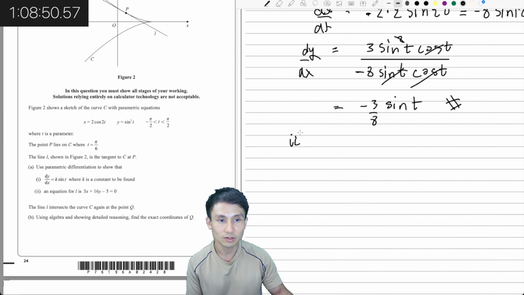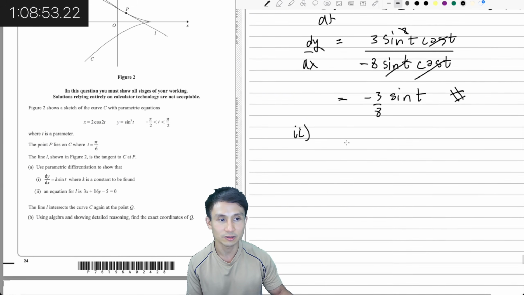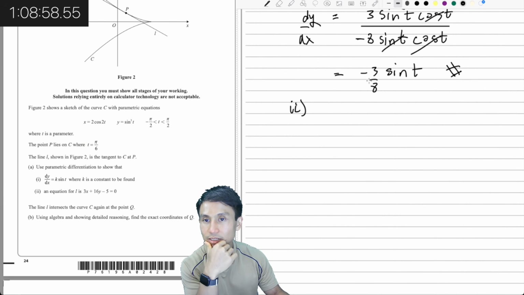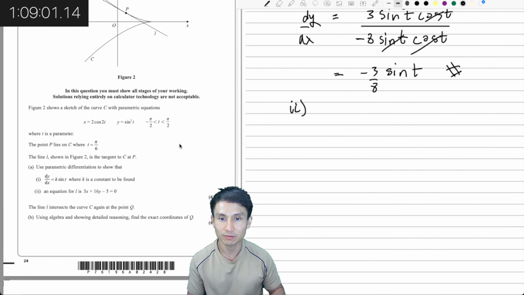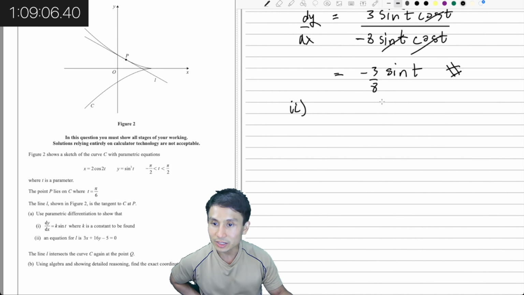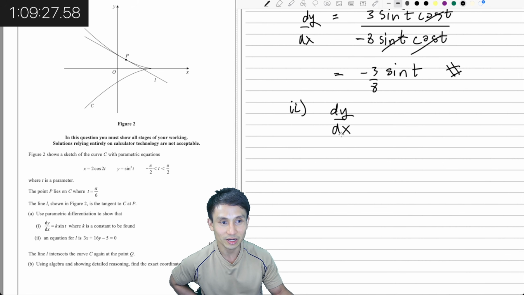Okay, so that's the first part. The second part: an equation for L. So we have a line L here in the diagram, as you can see. L is a tangent to curve C at P. Point P is where t equals pi over 6. So when t equals pi over 6, we've got to find the x value. Oh, no, we don't. We can substitute that into the dy by dx already.